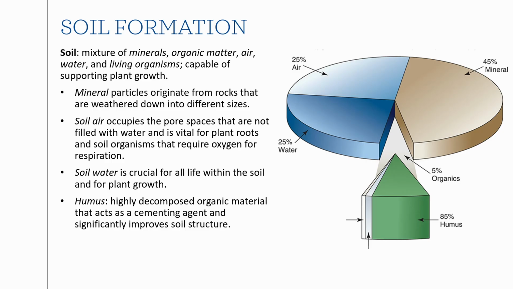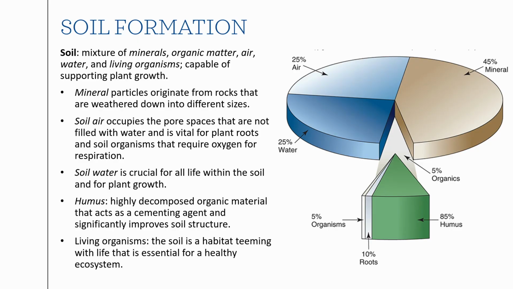Humus is, or humus as it probably should be pronounced, is basically a highly decomposed organic material. It's very dark in color and adds richness to the soil and is a very important part of its structure. And of course, the remaining 10 to 15% of the soil is made up by, excuse me, I should say 10 to 15% of the organics that we find in soil.